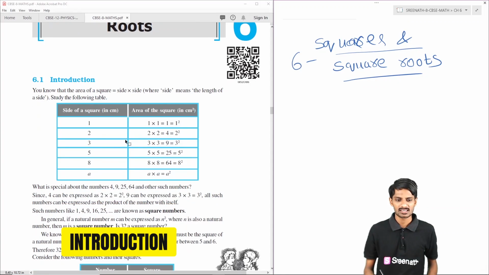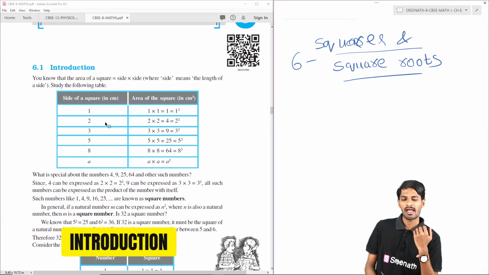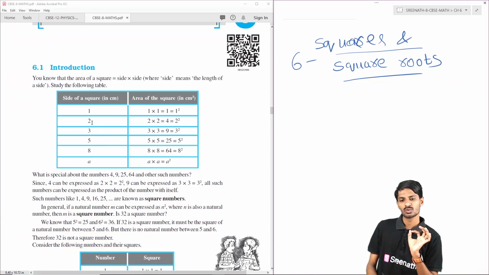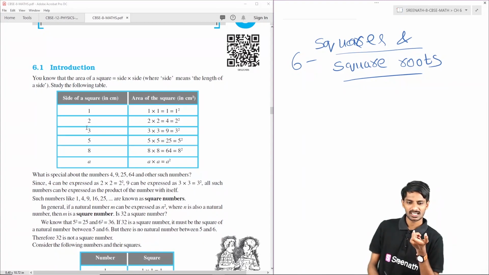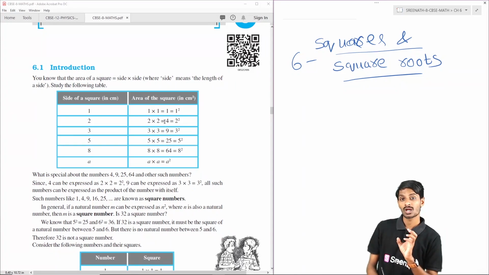So in the introduction, students, have you ever found the area of a square? The area of a square, we write it as side into side. Side means the length of the side. Suppose there is a square whose side length in centimeters is 1. Then what is its area? It is obviously 1 into 1, that is 1, and we can write it as 1 square. If the length of the side is 2, the area of the square must be 2 into 2, that is 4, and we can write it as 2 square. And 3, same thing, 3 into 3, 9, 3 square.